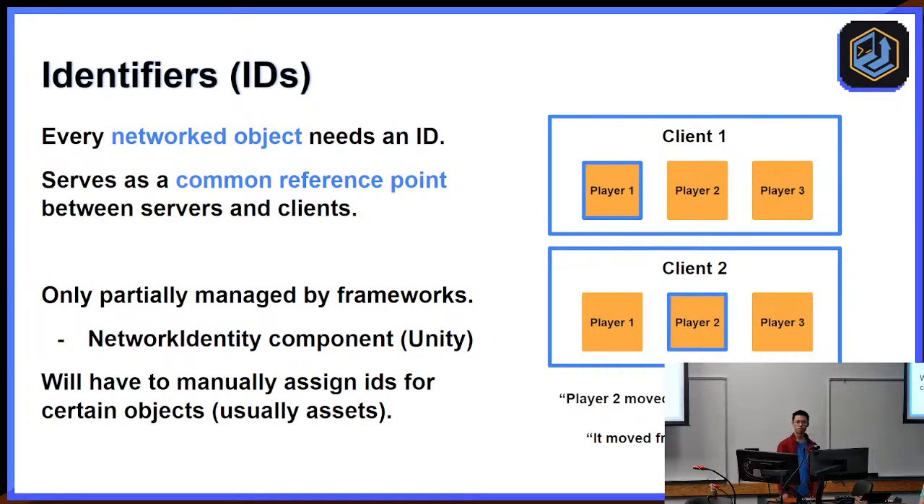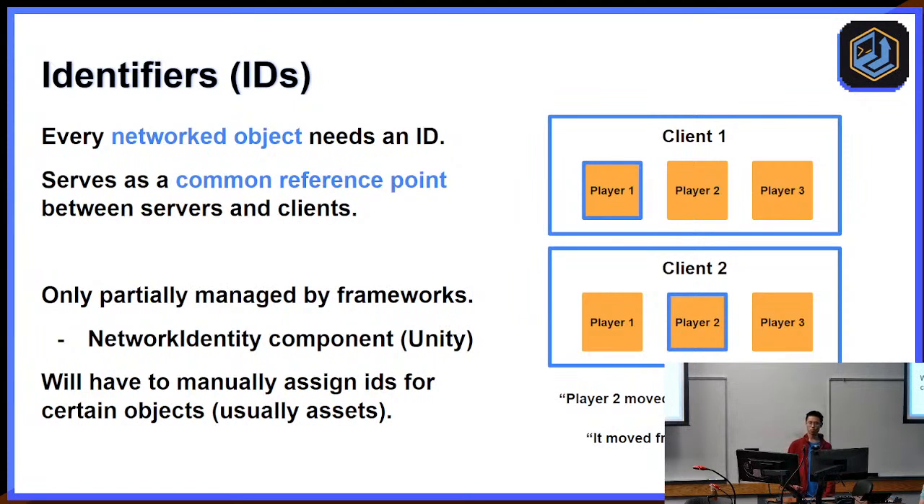And identifiers. Every networked object needs an ID. Going back to the chess over the phone example, you have to be specific about which pawn you're moving. If you just say I moved a pawn, or I moved an object even, no one's going to know what you're talking about. It serves as a common reference point. If you say player 1, we all know what player 1 is. If we say Joe, we all know who Joe is.